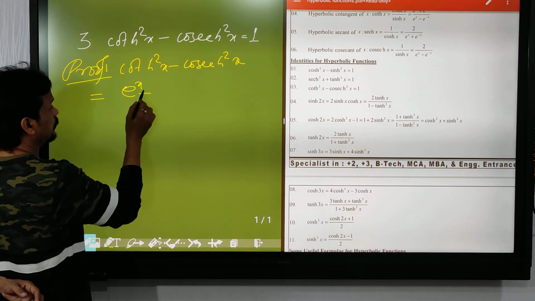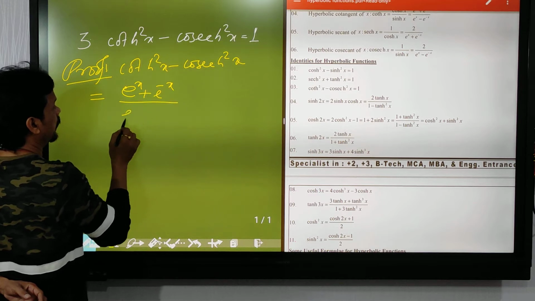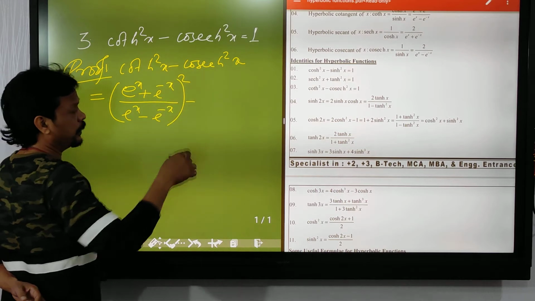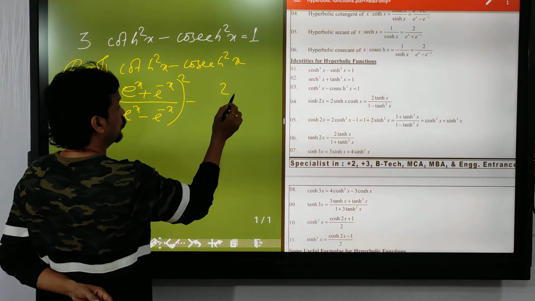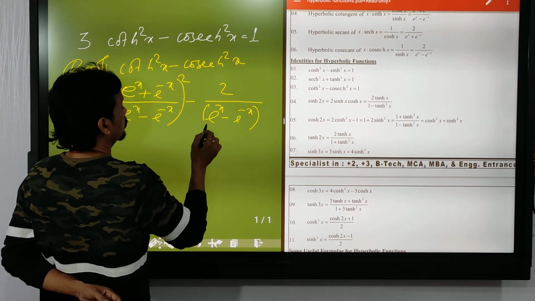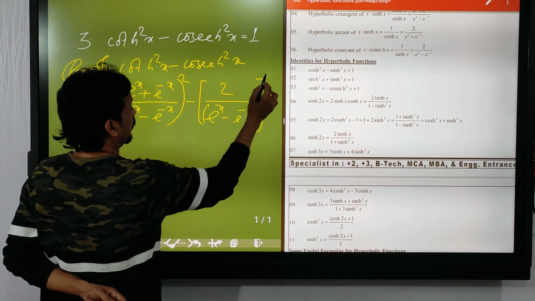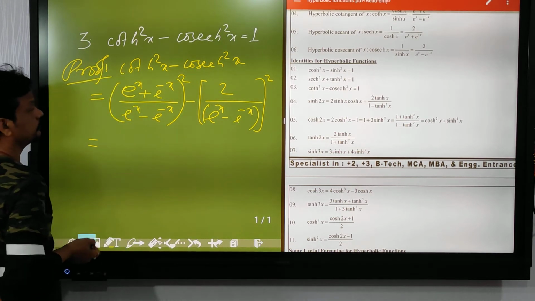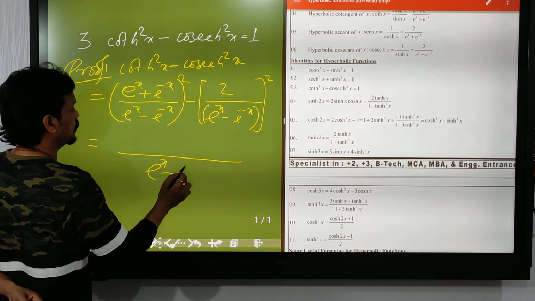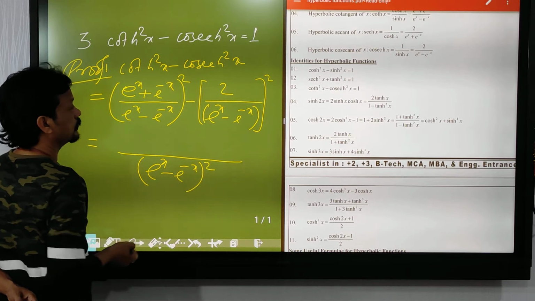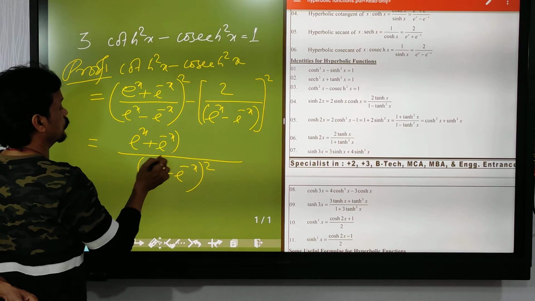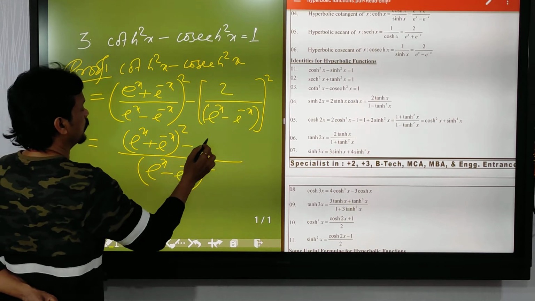E to the x plus e to the minus x divided by e to the x minus e to the minus x, and you have to take the square of this one. And what is the formula for cosech x? 2 by e to the x minus e to the minus x, and the square of this total. Now, in the denominator, taking the LCM, e to the x minus e to the minus x whole square. And the numerator you get e to the x plus e to the minus x whole square minus 2 square, it is 4.